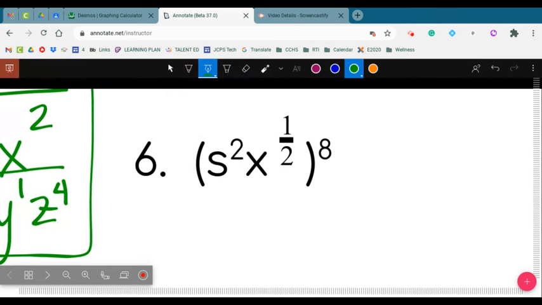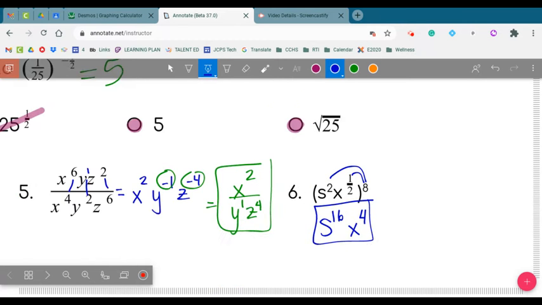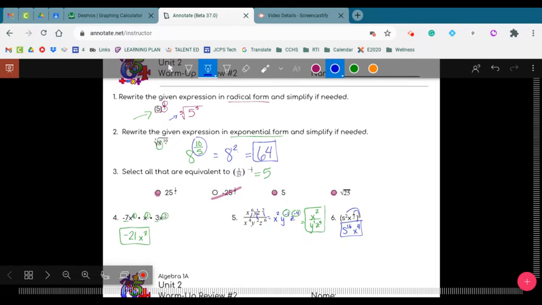Next one, you've got a power on the outside, so you just have to distribute. 2 times 8 is 16, so you get x to the 16th. 1/2 times 8 is 4, so you just get 4, and that's your final answer. Okay, let me know if you guys have any questions on that front page. Let's go to the second page.